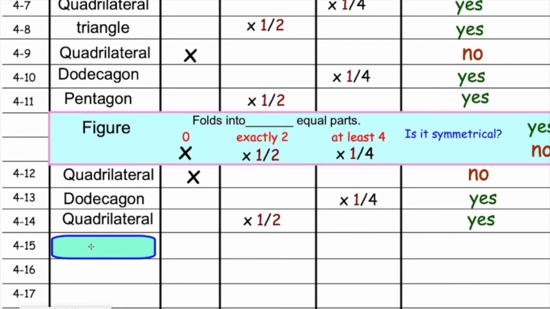So now that we've worked with our funny little shape today, we can fill in our observation chart. So as we discussed, since it only has 2 straight lines, we can't really call it a shape, but we can classify it as the letter S. And we found out that the letter S does not fold into any equal parts. And if it can't fold into any equal parts, then it's not symmetrical.